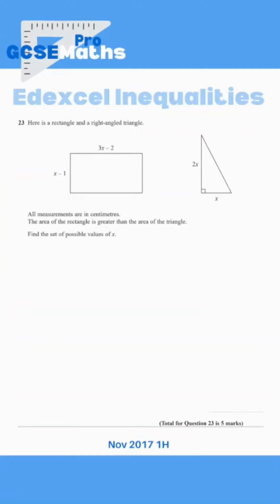Here are some of the hardest Edexcel inequalities questions. Do you know how to tackle this one? The context here is we've got a rectangle and a right angle triangle. The area of the rectangle is greater than the area of the triangle.